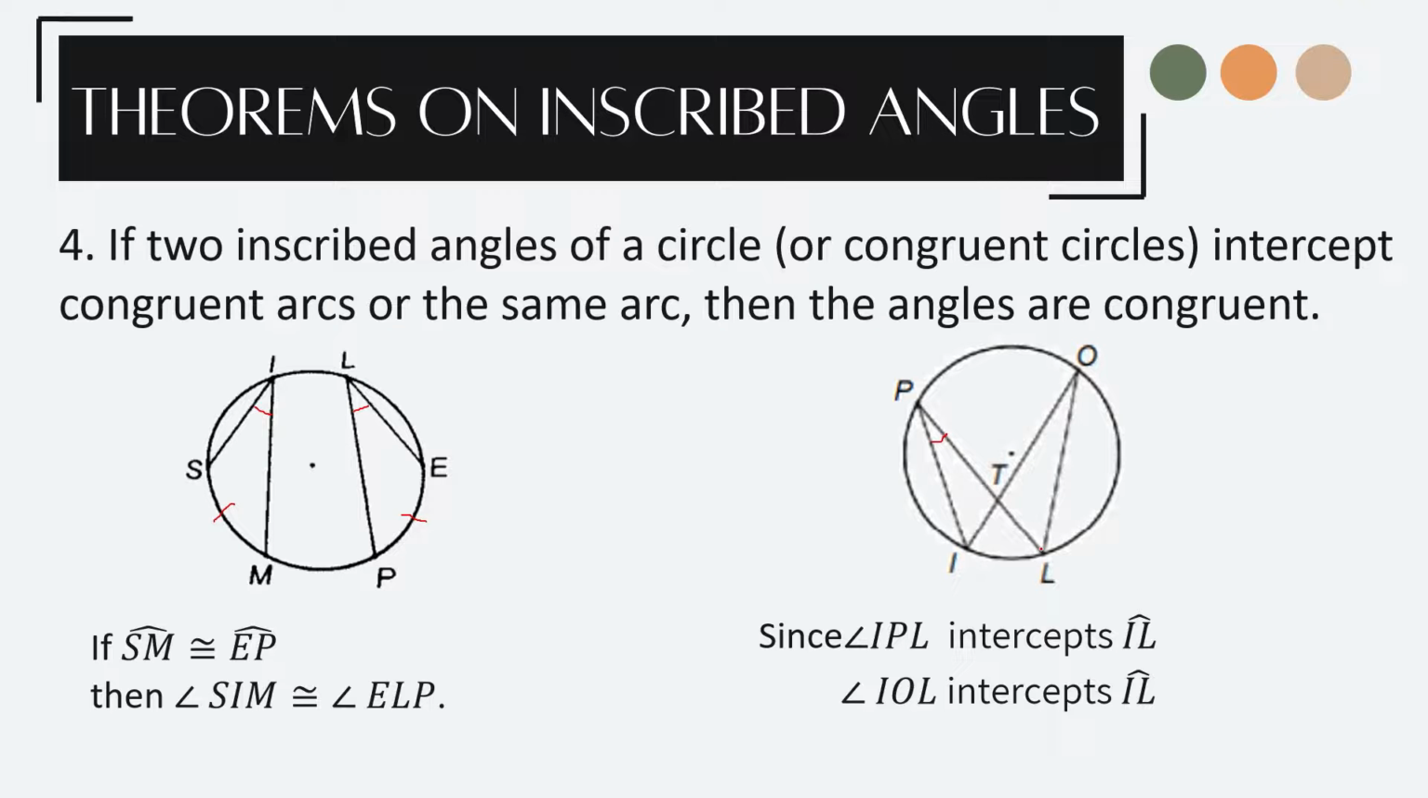Next, let's take a look at angle IOL. This angle also intercepts arc IL. So, itong dalawang angles, itong dalawang inscribed angles, they have the same intercepted arc. So, since they are intercepting the same arc, therefore, we say that angle IPL is congruent to angle IOL.